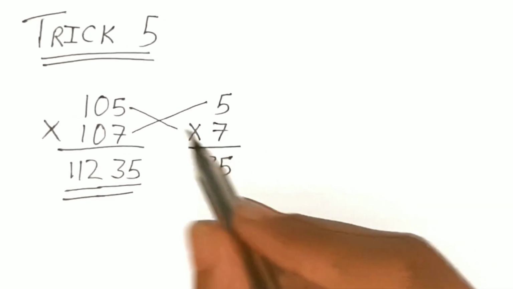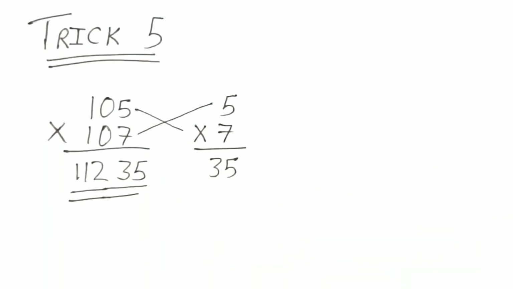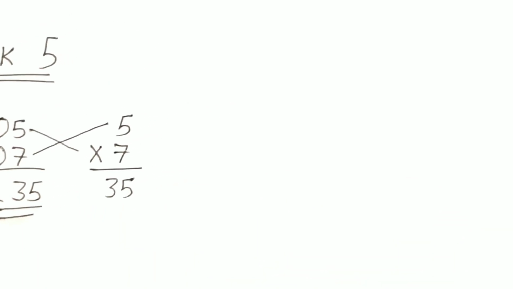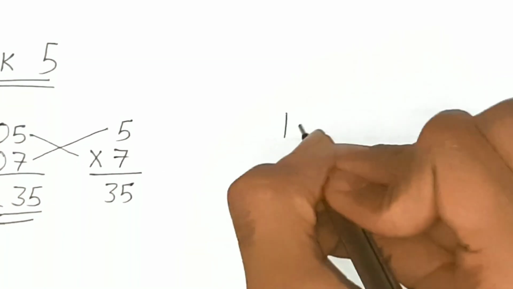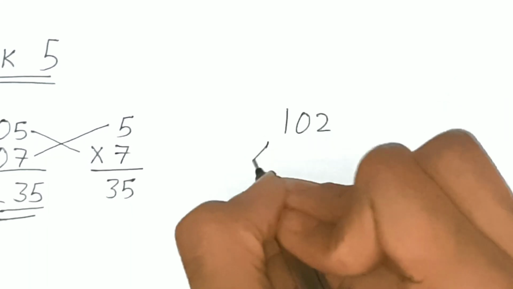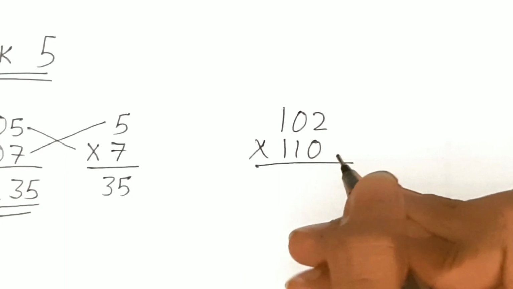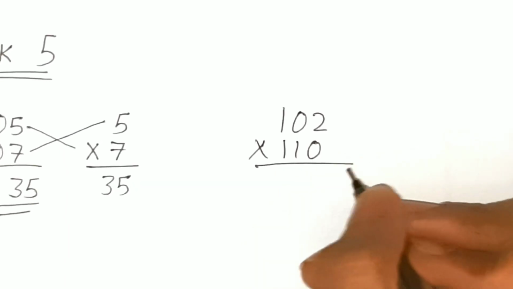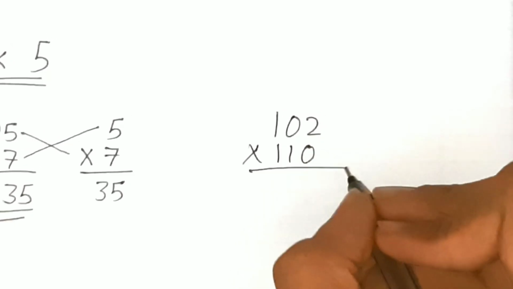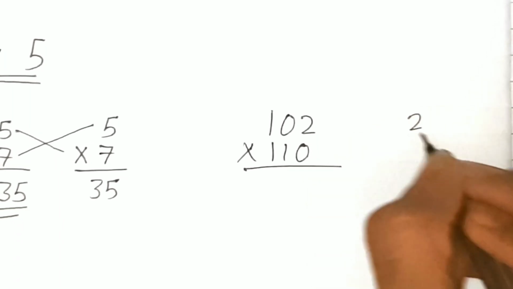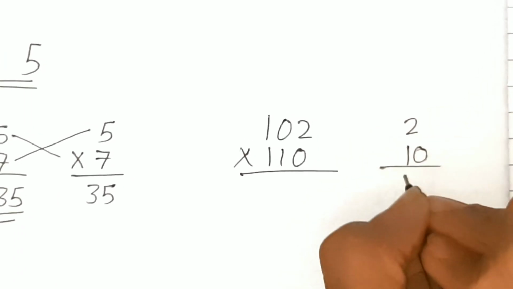Let's try one more example. This is really easy. You don't need to do this calculation. Just practice it first, write the calculation, and then slowly move on. Now we have 102 into 110. You think 110 is a bigger number? You can even take bigger numbers like 114 or 15. Doesn't matter.